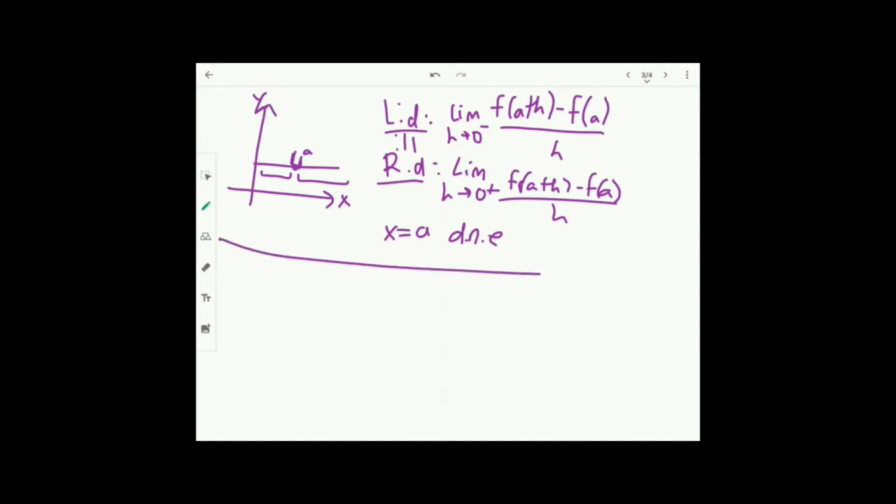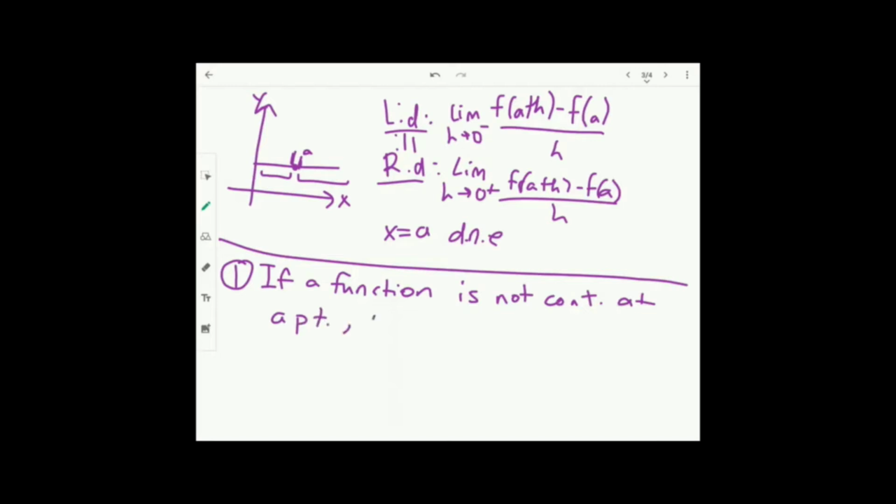The first statement is, if a function is not continuous at a point, then it's not differentiable at the point. I'm just explaining them in simple English, this is not the exact wording. So this statement saves us a lot of time.